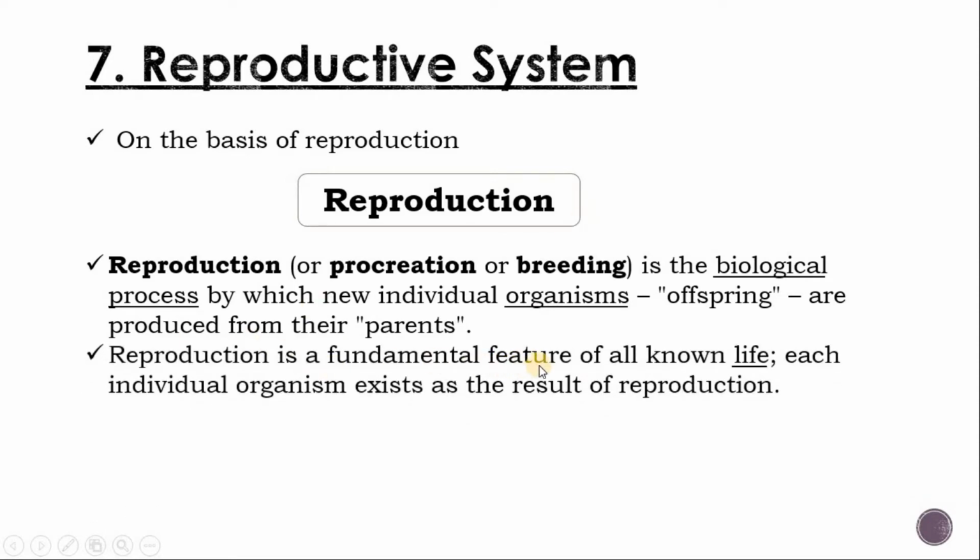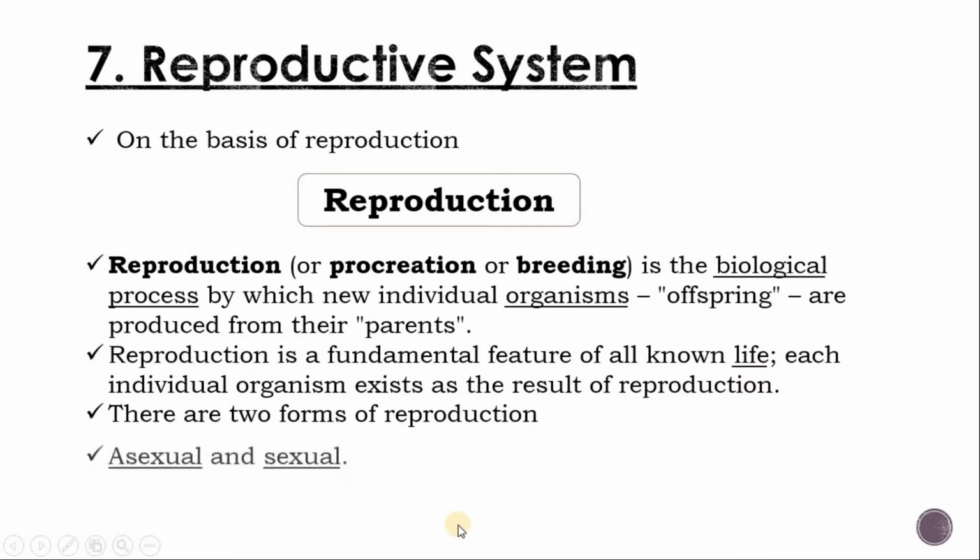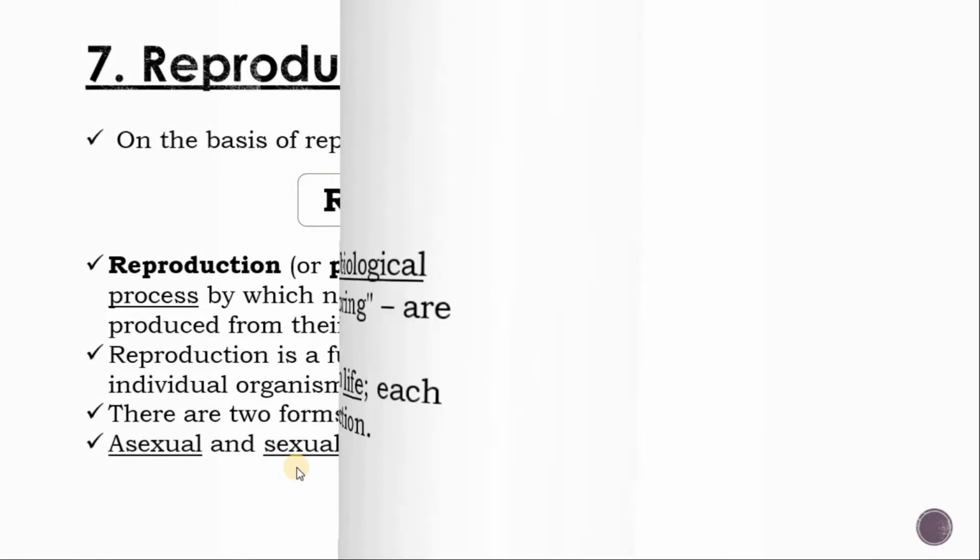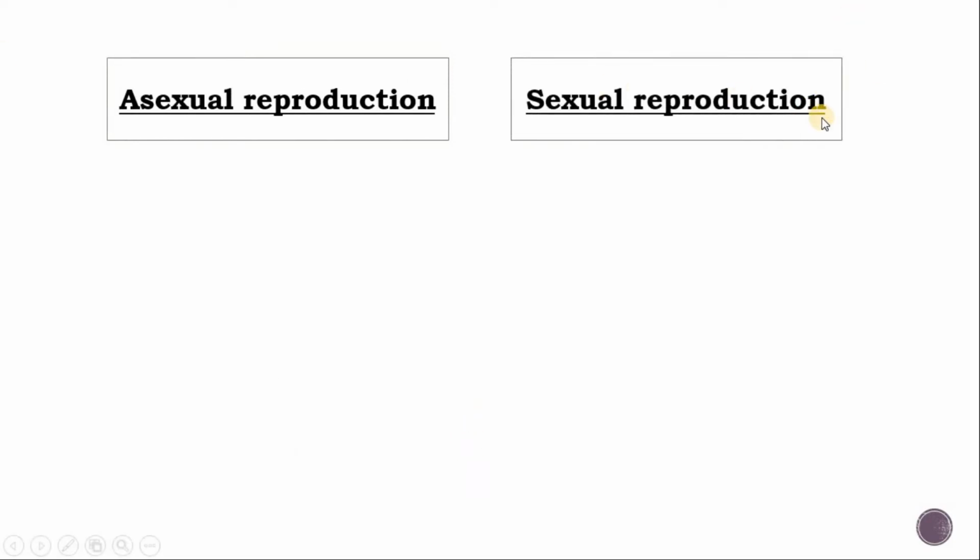Reproduction is a fundamental feature of all life. Each individual organism exists as the result of reproduction. Reproduction is the fundamental process of life. Each living organism is the result of reproduction. There are two forms of reproduction found in animals and also plants: asexual and sexual reproduction. Now we further discuss both, asexual reproduction and sexual reproduction.